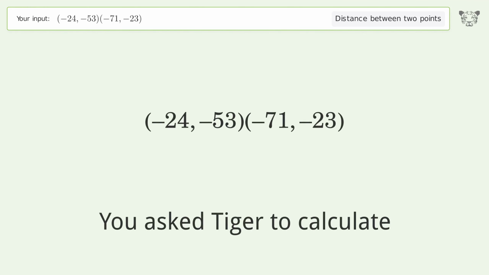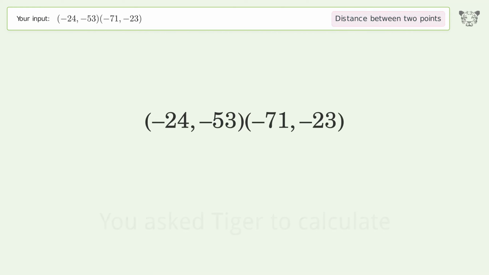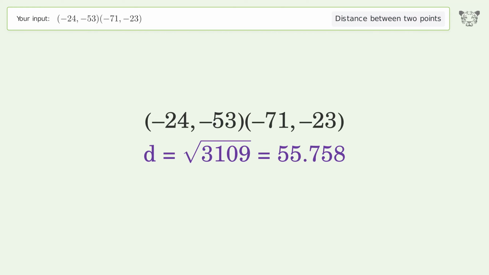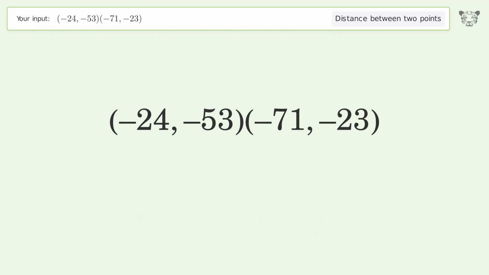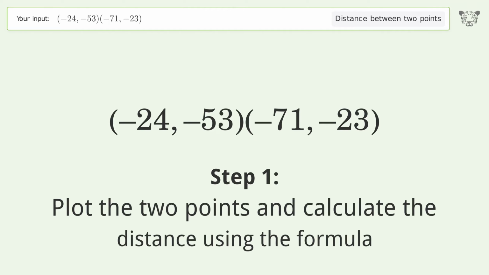You ask Tiger to calculate. This deals with the distance between 2 points. The distance between the 2 points is the square root of 3,109, or 55.758. Let's solve it step by step. Plot the 2 points and calculate the distance using the formula.